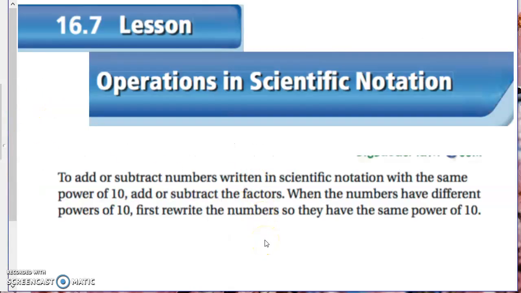First up, we are going to be adding and subtracting. To add or subtract numbers in scientific notation with the same power of 10, add or subtract the factors. When the numbers have different powers of 10, first rewrite the numbers so that they have the same power of 10. So we'll go through some examples with those situations.